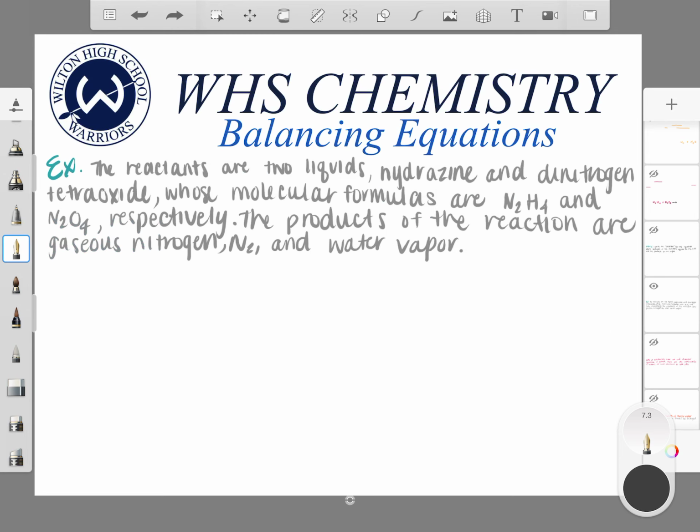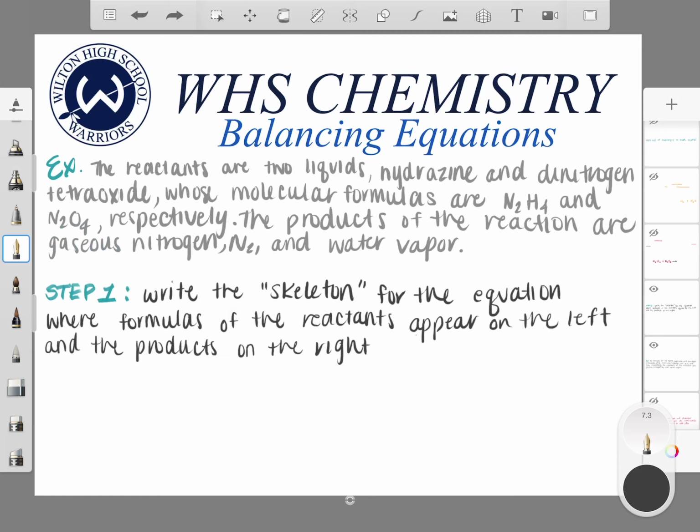The reactants are two liquids, hydrazine and dinitrogen tetraoxide, whose molecular formulas are N2H4 and N2O4 respectively. The products of the reaction are gaseous nitrogen, N2, and water vapor. So now that we have our example problem, let's start off with step one of balancing an equation.